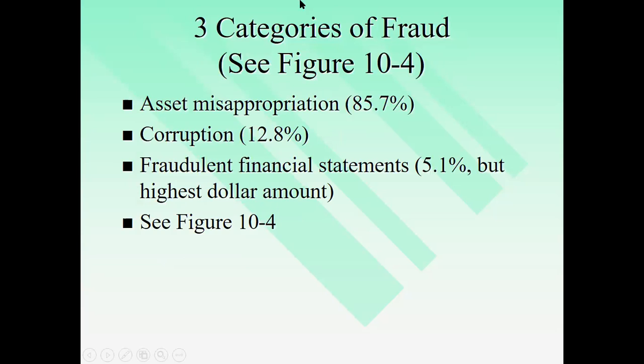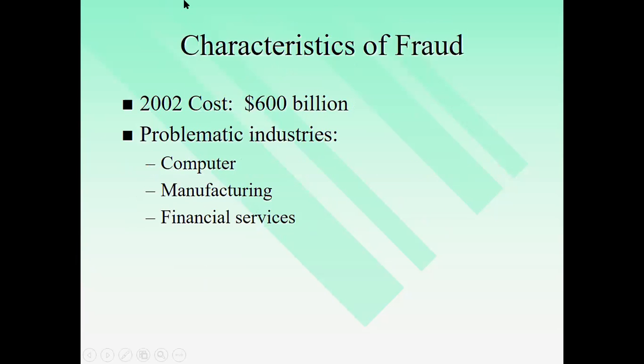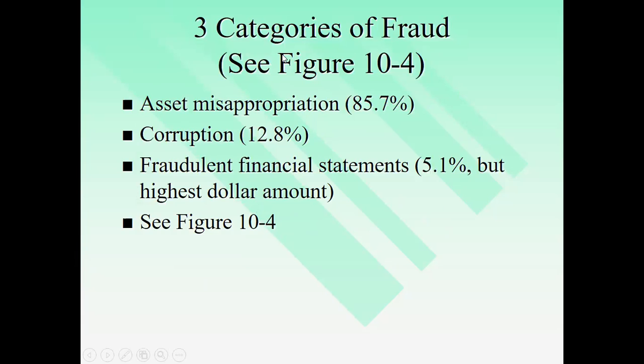Then what are the three categories of fraud? We can see that actually on our PDF files. We have to know that asset misappropriation constitutes the highest number of cases. Corruption is 12.8%, while fraudulent financial statements is 5.1%, but has the highest dollar amount. So we can say that in terms of cases, asset misappropriation has the highest number, but fraudulent financial statements have the highest dollar amount.